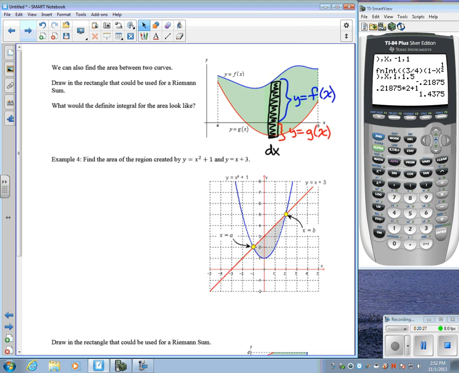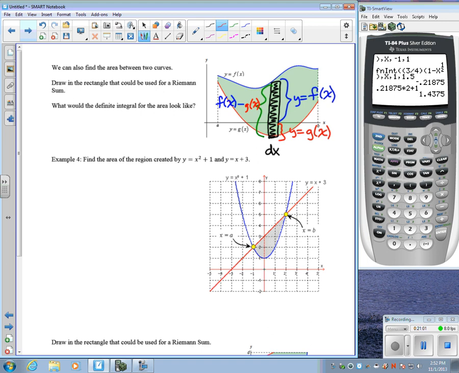But I need to kind of pay attention. My g of x, at this place where I drew my rectangle, is a negative value. So I kind of need to put them together and actually combine them. So this height is going to be in total f of x subtract g of x. That's actually going to be the whole height of that particular rectangle.